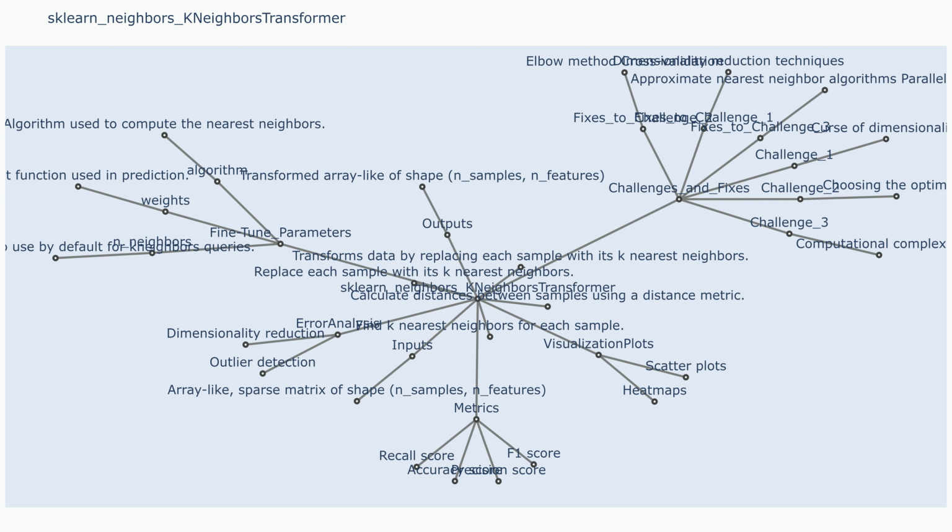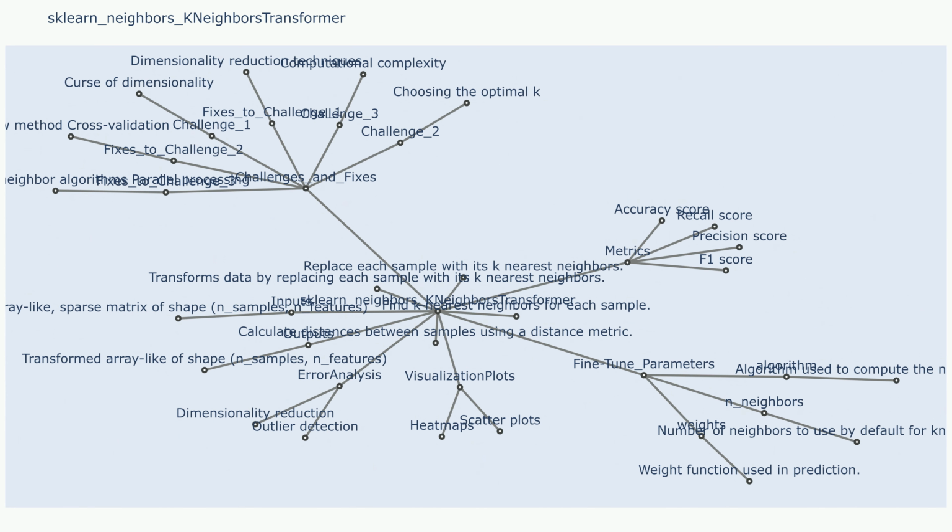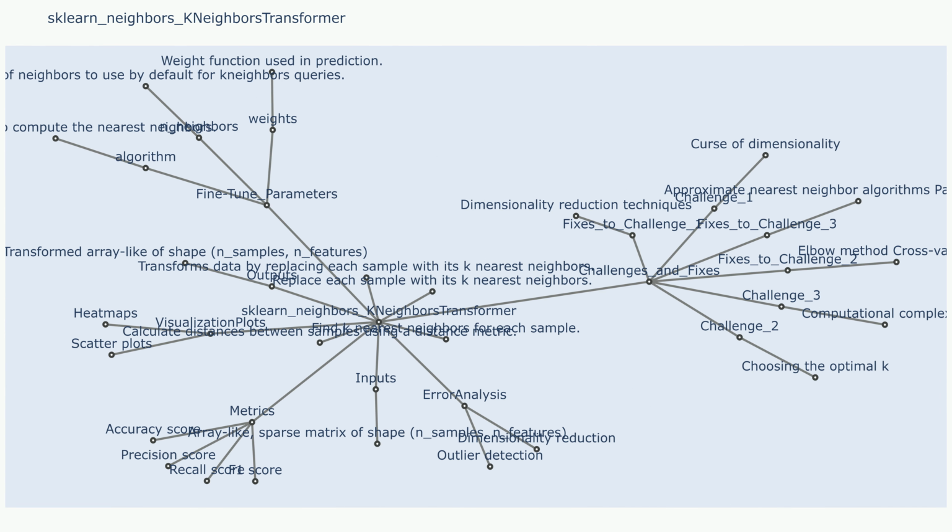The number of neighbors to consider. Increasing this parameter can make the transformation more robust but can also introduce bias if the data is not uniformly distributed. Weights: the weighting scheme for the neighbors. By default, all neighbors have equal weight (uniform). You can use distance to give more weight to closer neighbors, which can be useful for non-uniform data.